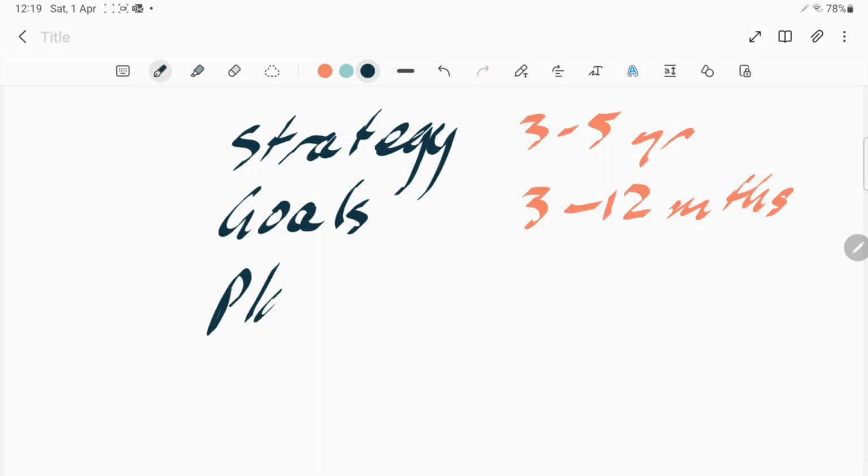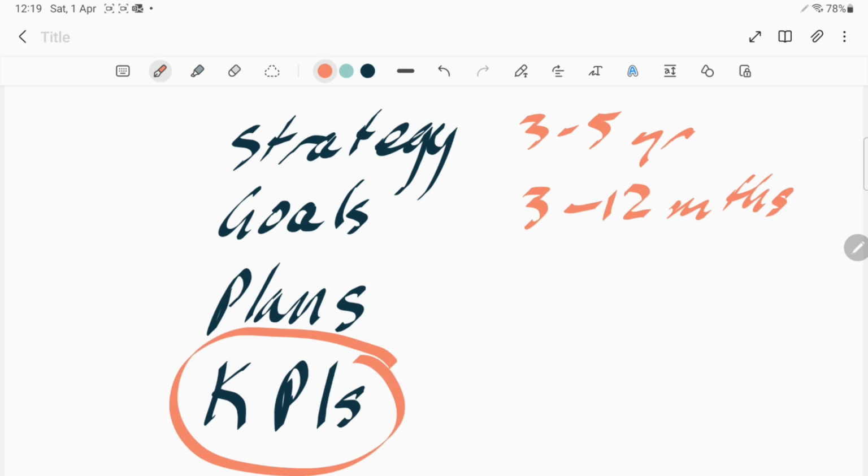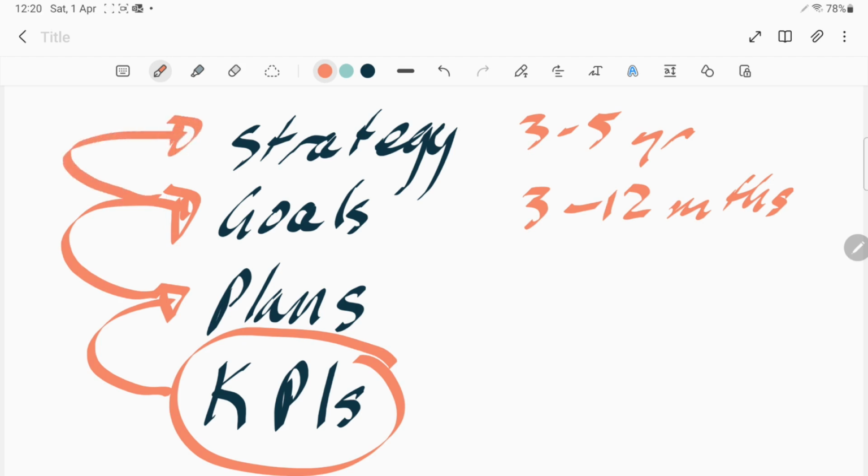Underneath that, we have our plans. And the plans are the actions we take to try and achieve those goals. So for a single goal, we may have a number of different initiatives. So they need to be done well and implemented well. And underneath all of that, we have our KPIs. So they sit at the bottom, and again, they just provide that objective measure that shows how well those plans are working in achieving those goals. And if you're achieving those goals, it's going to bring you much closer to achieving that strategy.